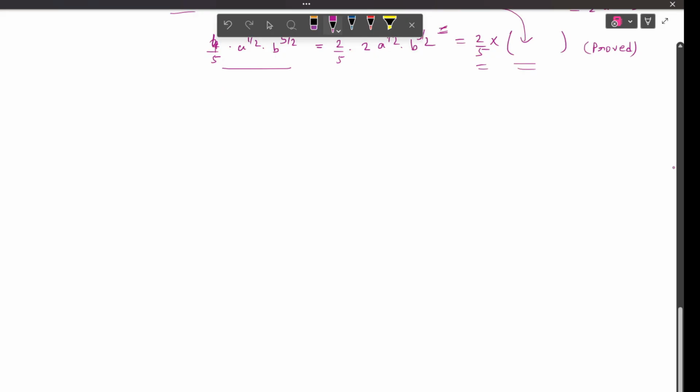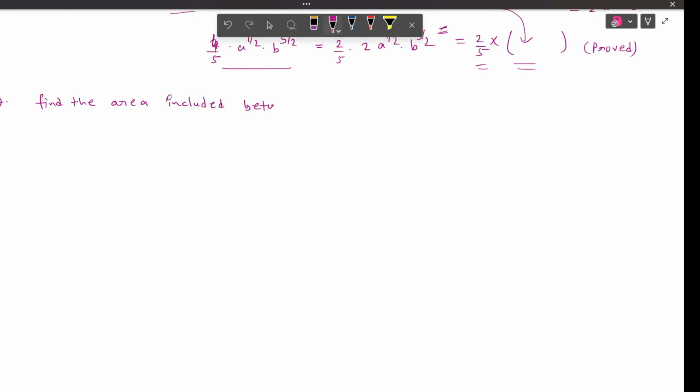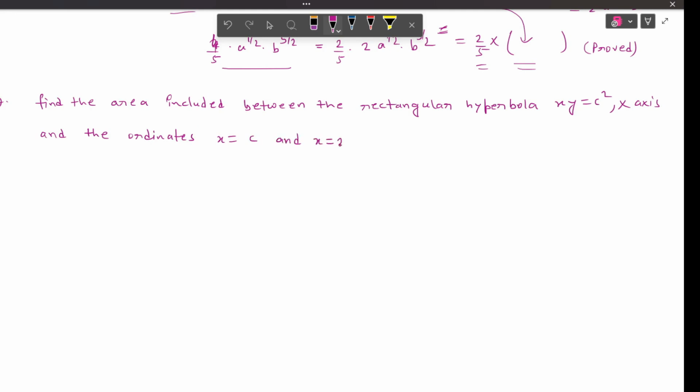Okay, now let us see our next question, which is: find the area included between the rectangular hyperbola xy equals to c square, the x-axis and the ordinates x equals to c and x equals to 2c, where c is greater than 0.